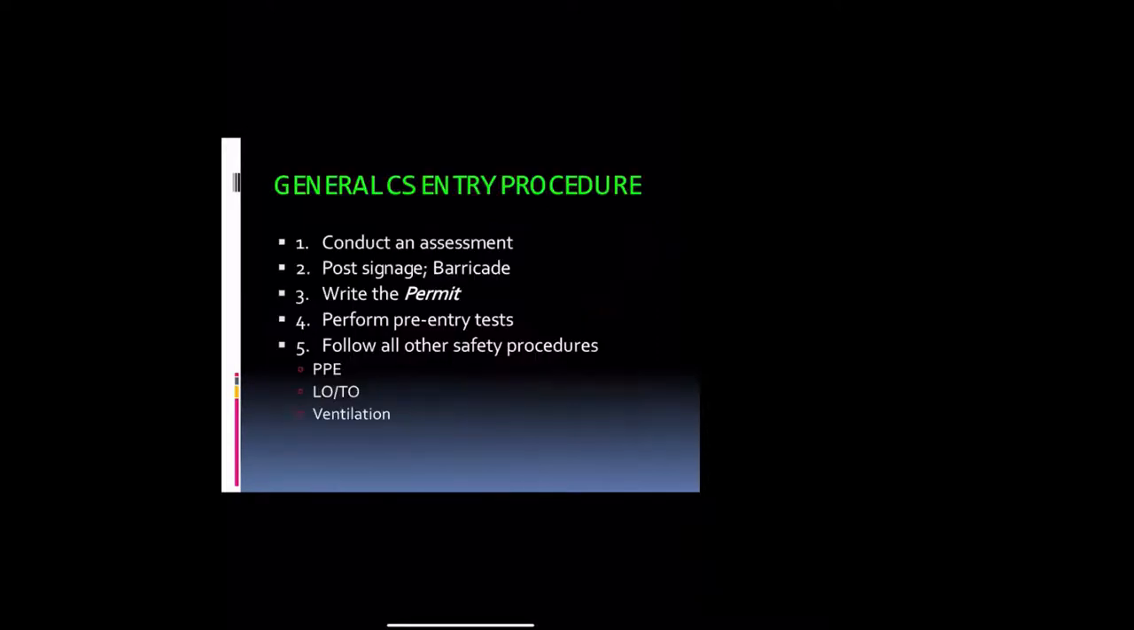So let's take a look at the actual entry procedures. If you are going to be going into a permit-required confined space, this is what has to be done. First, you need to conduct an assessment, and this is done obviously before anybody goes in there, but you have to assess the situation. Is it dangerous? How dangerous is it? How long are we going to be there? What are the possible hazards? The what if, right? Number two, you have to post up signage and barricade off the area. Barricading off the area is to keep anybody unwanted away from the danger, and then you post signage at the entrances so that before somebody enters, they have the opportunity to read, hey, you know what? Caution, permit required confined space, authorized entry only.